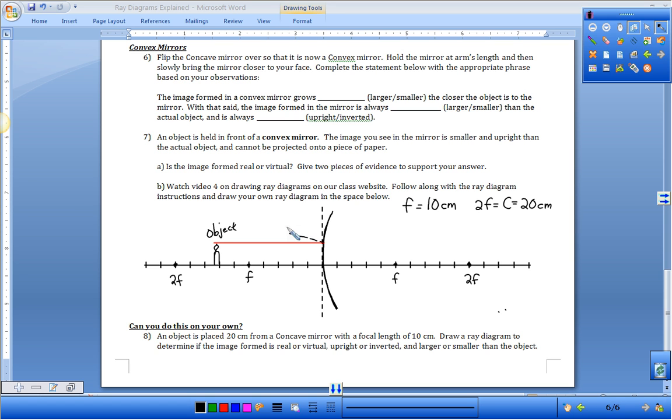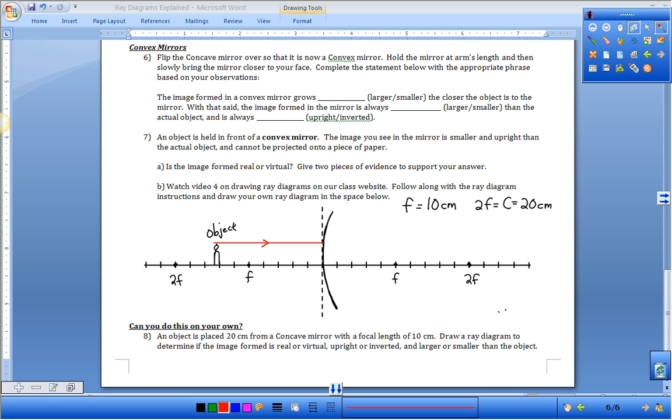Well, to figure out exactly where it goes, I just kind of roughly drew in that normal line. What I'm going to do is think about this as being in reverse of the other case. Light comes in, and instead of reflecting down through this focus, it reflects out as though it came from that focus, the focus on that side, because this is a convex diverging mirror. It's going to cause all the light to spread out.